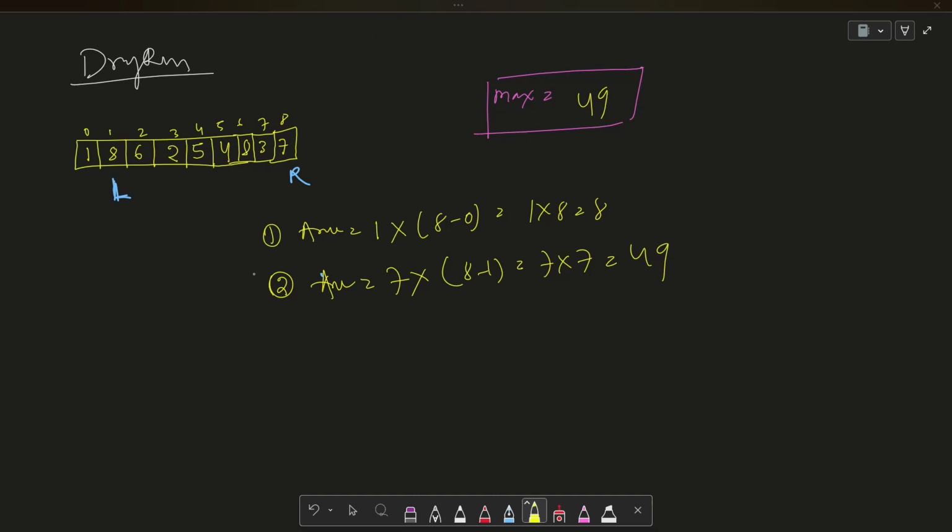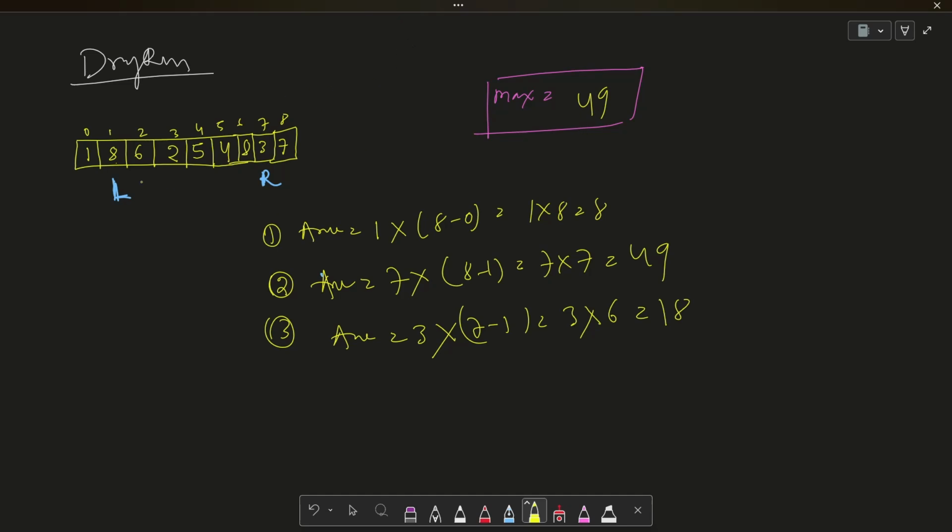49. Again, we have to move the shorter line. So in between these two, the shorter line is this one. So we will move this inward, right. Now let's calculate the area for the third area. 3 and 8. What is the minimum? 3. And the width? 7 minus 1. 3 into 6, 18. So this is not going to update because maximum is still there.